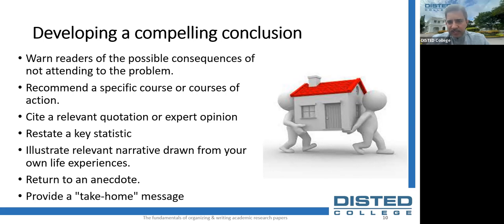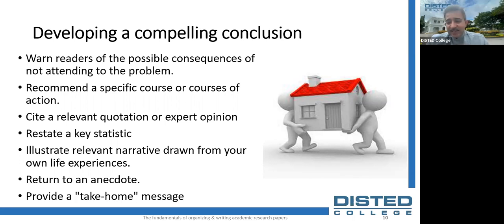First, if your paper deals with a contemporary problem, you may want to warn the readers of the possible consequences of not attending to the problem. That can be part of the conclusion. You can recommend a specific course or courses of action deriving from the findings. You can cite a relevant quotation or expert opinion to lend authority to the conclusion you have reached. You can refer back to your literature and say, based on the literature, this is your finding. But if you have gone against what other researchers have done, you can put that as your conclusion as well.